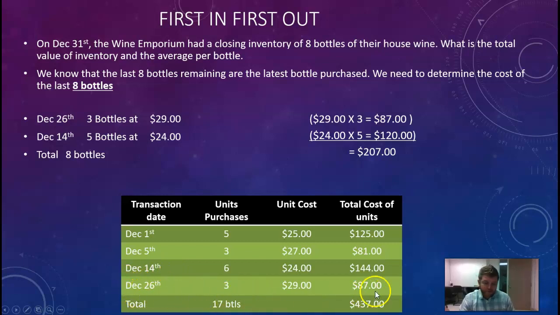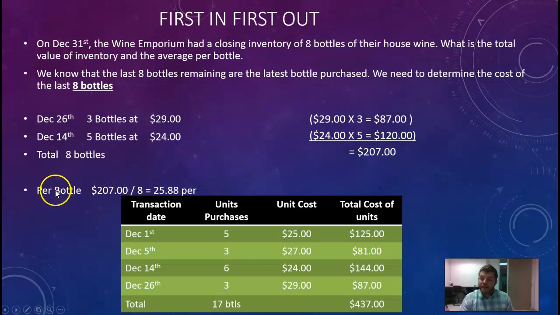Well, on December 26th, we purchased 3 of them. So, okay, that's 3 of my 8 bottles. We spent $29. So I'll just say December 26th, we had 3 bottles at $29. That equals 87. Perfect. Next, I'm going to look to the next date, December 14th. We purchased 6 bottles. Okay, well, we don't need 6. We need 8 total. So we already have our 3, so only 5 of these bottles are we going to need. So 5 bottles at $24 is $120. Our total is 8 bottles that equal 207.